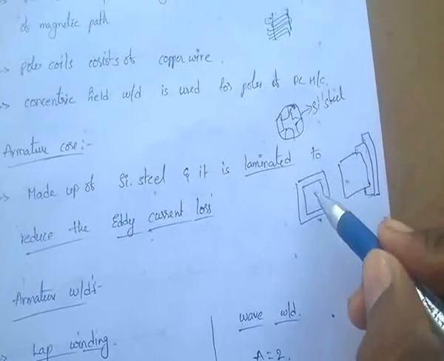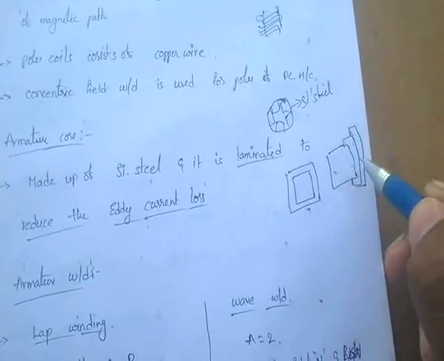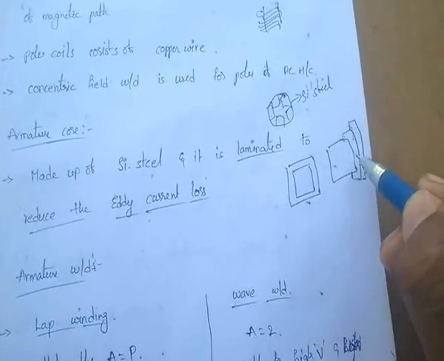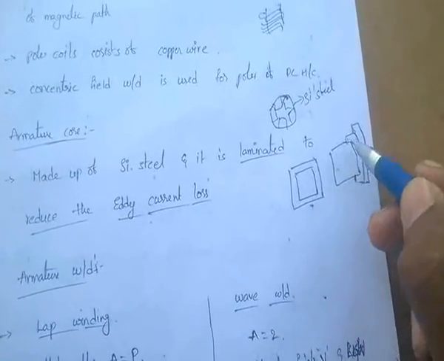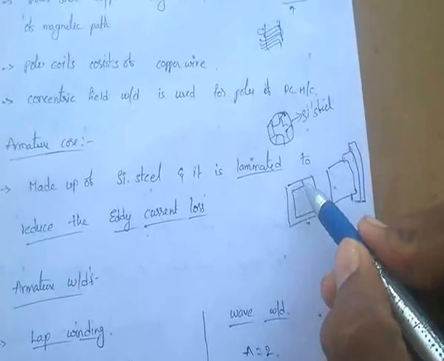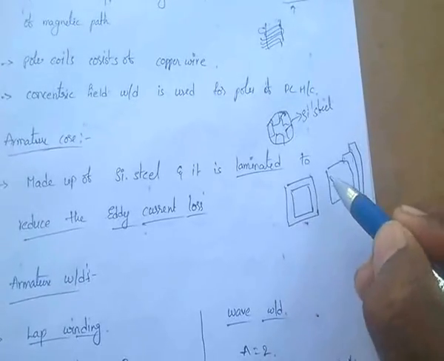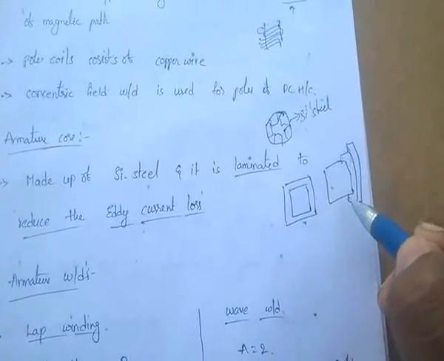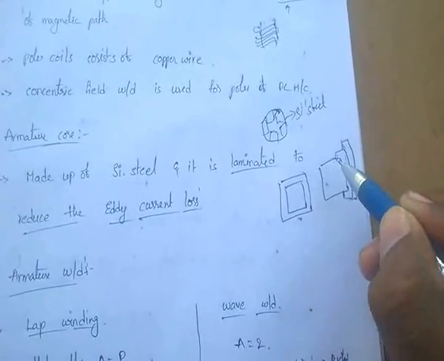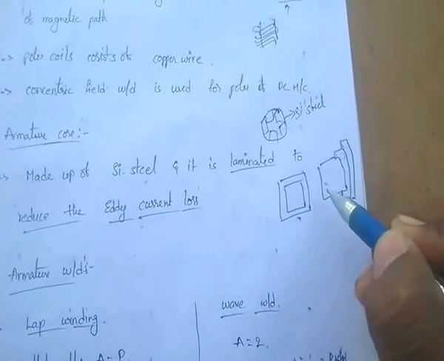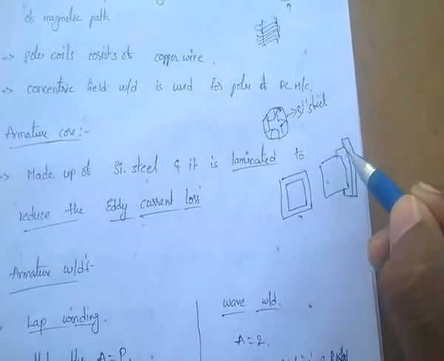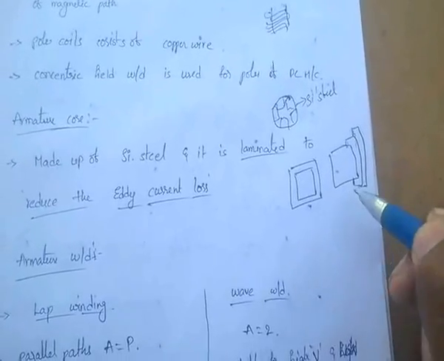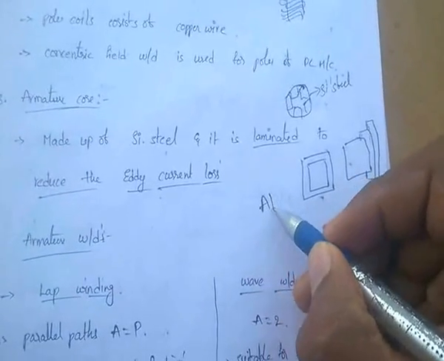By laminating, the area of each plate is reduced. Actually, the area of a single core is very high. When we laminate this core, it is converted into some plates, and the plate area will be reduced.